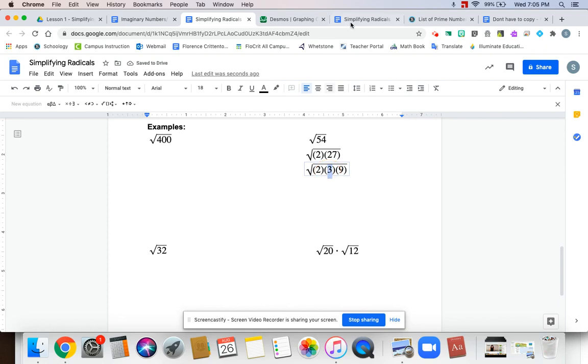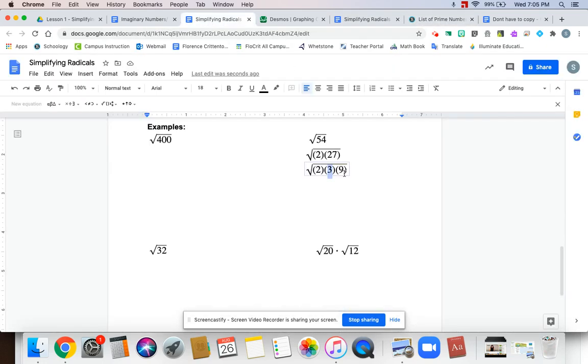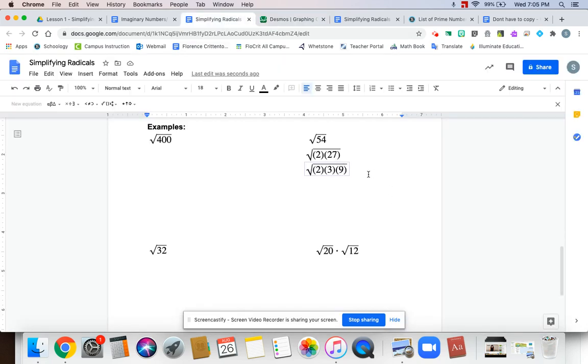Now 3 can't split apart anymore because it's one of our prime numbers. However, 9 can because it's not a prime number. Let's see, can 9 divide by 2? No, it cannot. It gets a decimal. Can 9 divide by 3? Yes, it can. It splits into 3 times 3. So I'm going to take that 9 and split it into the fact that it's the same thing as 3 times 3. So now I've split 54 apart, and 2 times 3 times 3 times 3 is 54.